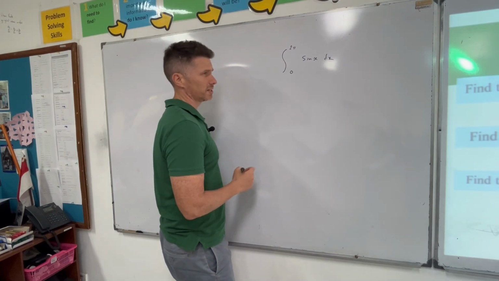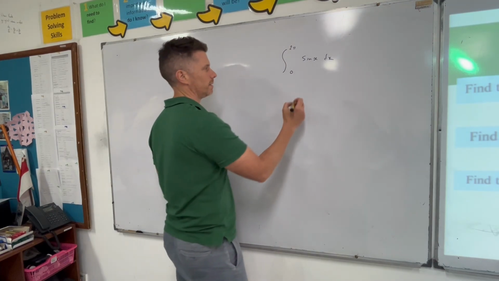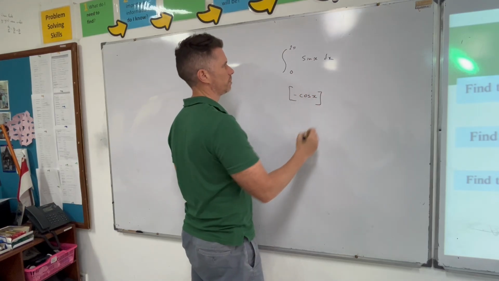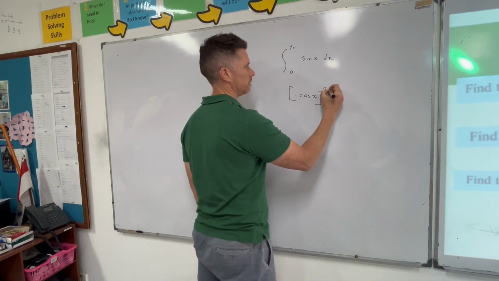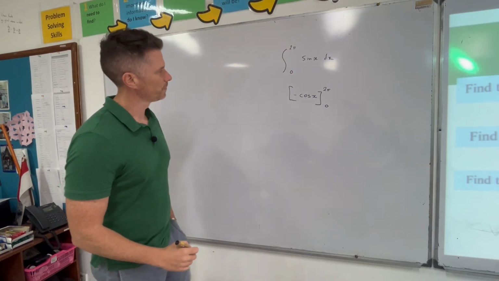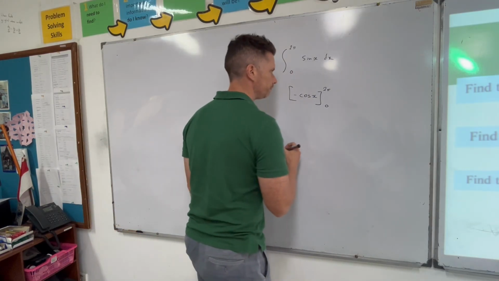How do I integrate sine x again? I've forgotten. Negative cos x. Yes. So I've integrated it. Don't need the plus C anymore. We discussed that yesterday. 2 pi and 0 here, and here is the next step. My bounds are there, and then I sub in my bounds.